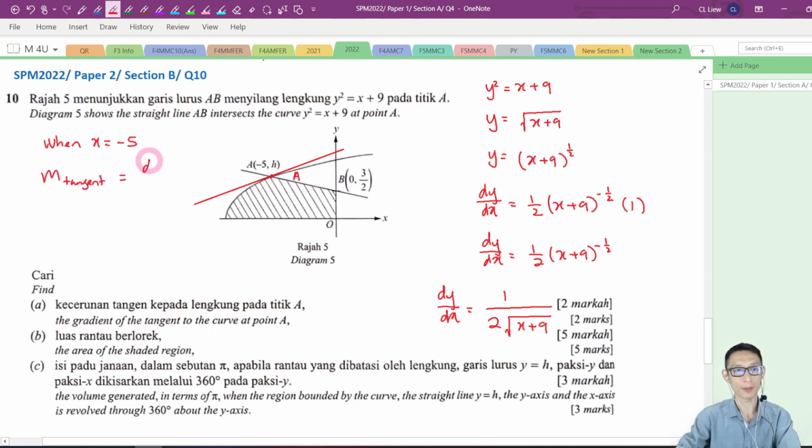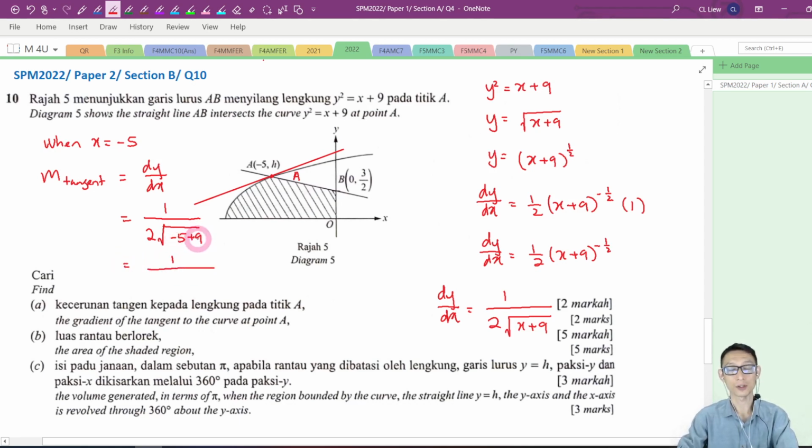is equal to dy by dx, which is equal to 1 over 2 times square root of x, which is negative 5 plus 9. Negative 5 plus 9 is equal to 4. Square root of 4 is equal to 2. So this will give us 2. 2 times 2, you will get 4. So this is the answer for part A.